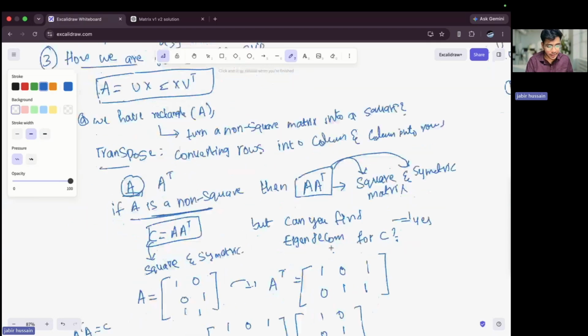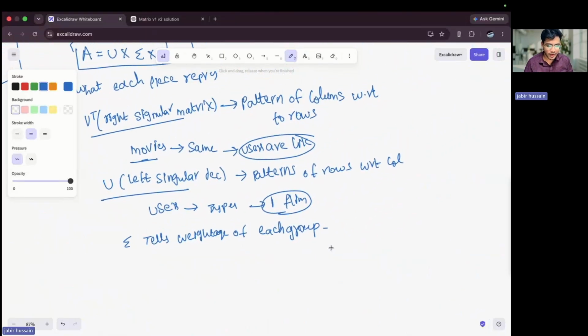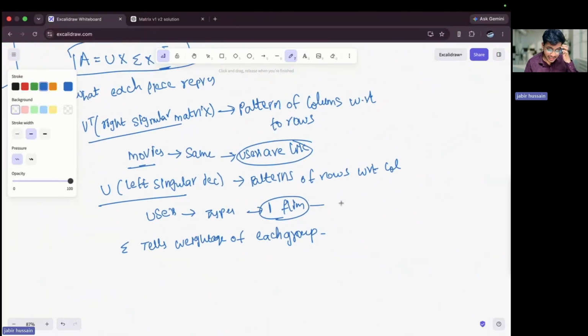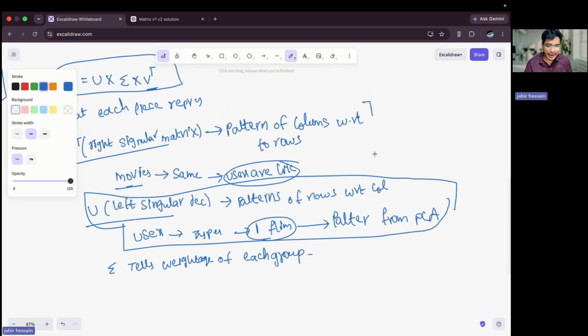But here, let me come all the way back. First of all, U is telling about users. So what pattern do you get from PCA? It is the same pattern. So U is telling about that pattern. And it is also giving me another pattern, and that pattern is the movies pattern. So if I consider movies as individual points and users as features, then I'll get a PCA graph for movies.